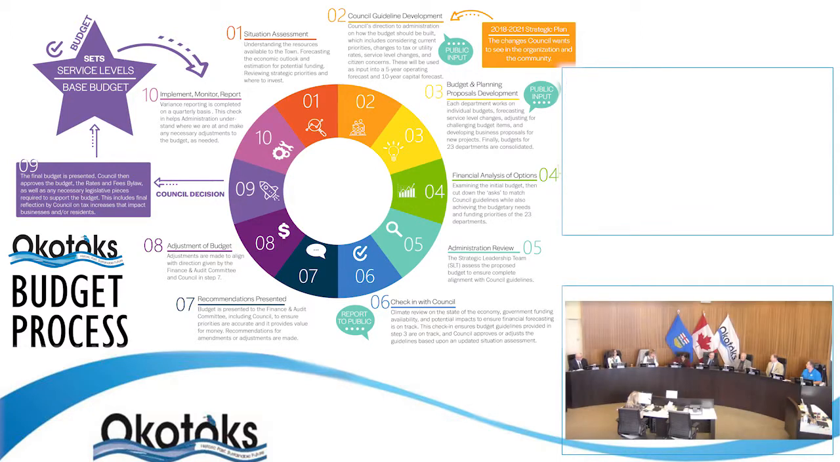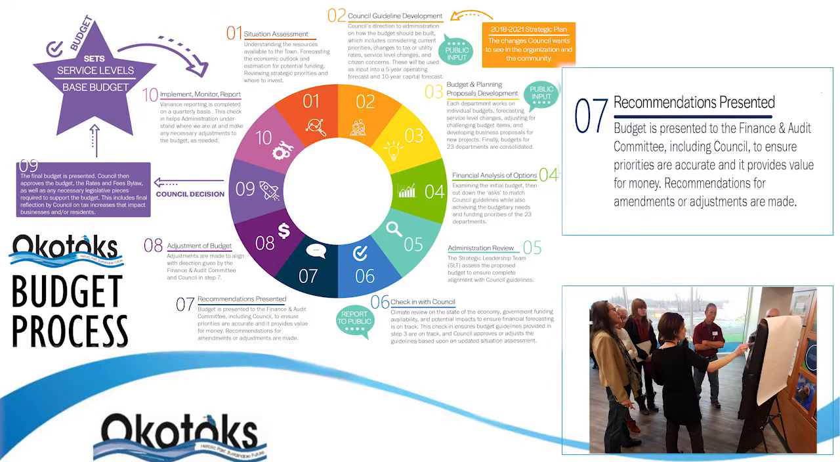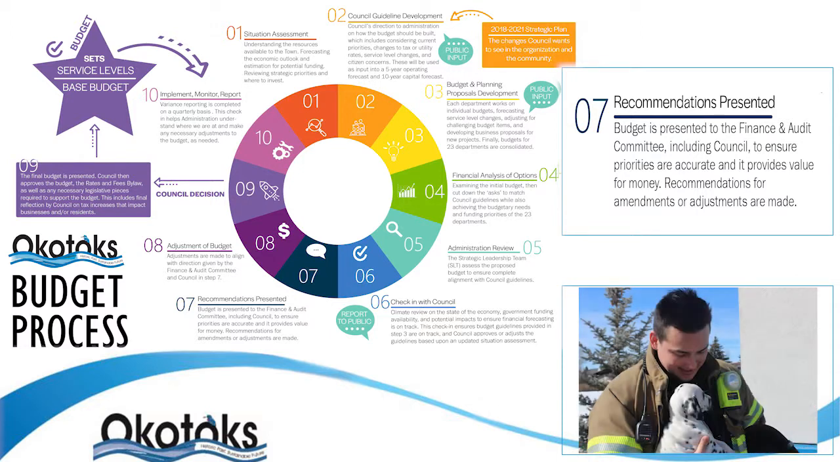Then we build the budget, and that's probably about another 4 to 6 weeks of work. And in October, November, we present those to the Finance and Audit Committee and Council. And there they get the preliminary walkthrough of the budget. They determine if it's got the right priorities, if it's got the right value for money proposition. And from that point in time, they will make a recommendation to either make amendments, adjust, or approve.